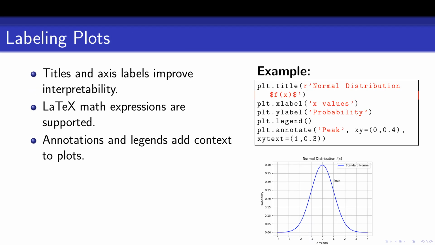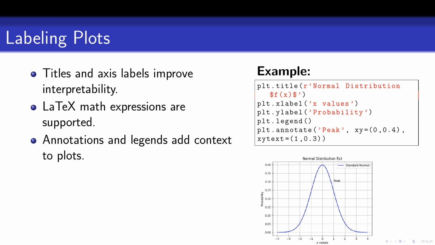Clear labeling is essential for making plots interpretable, and Matplotlib offers several functions to help with this. You can use plt.title to add a main title, and plt.xlabel and plt.ylabel to label each axis. These labels help users understand the context of the chart and what the values represent. Matplotlib also supports LaTeX-style math formatting, which is useful for displaying equations or technical symbols.